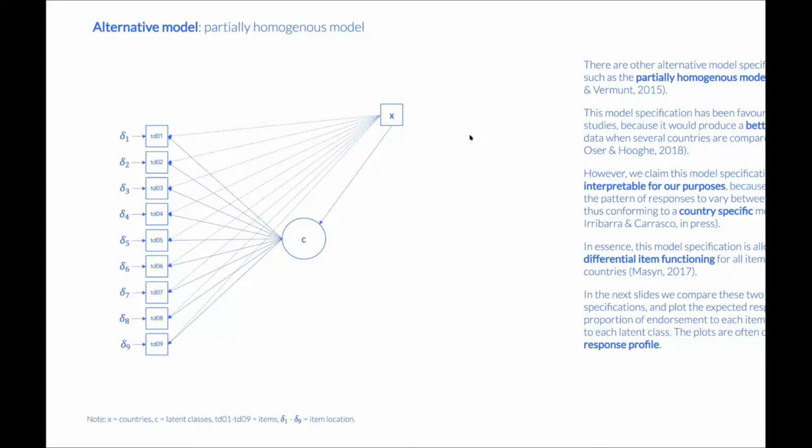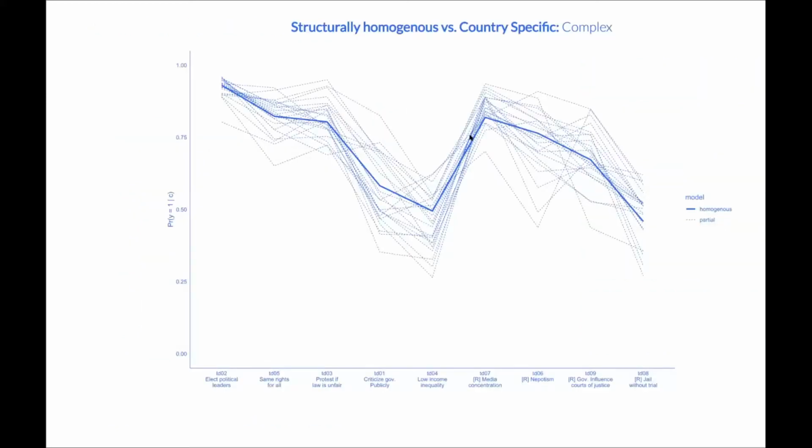So one way to show this difference is to fit the expected responses out of the two models. In the thicker line, we have the homogeneous model, in which the expected pattern of responses cannot vary between countries. In contrast to the partially homogeneous model, in which each country can have its specific expected response. So the countries that are closer to the thicker line tend to be more similar to the homogeneous model, but there are several countries that are too far apart. So the issue is that once we generate the latent classes to make inferences, we cannot say the same thing for country A and country B.